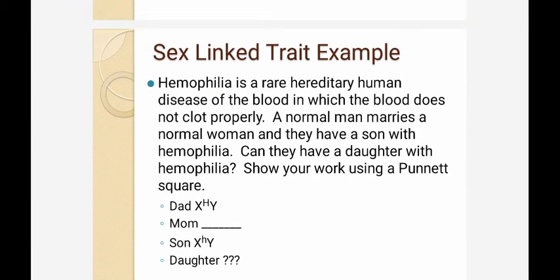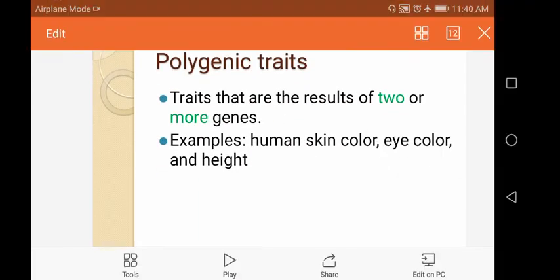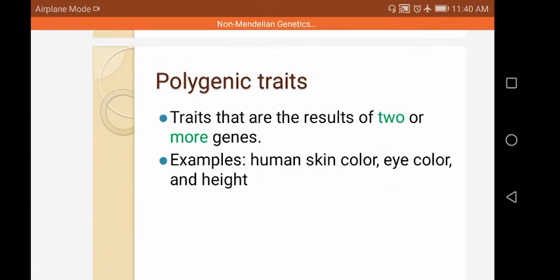Another example: hemophilia is a rare hereditary disease in which blood does not clot properly. A normal man marries a normal woman and they have a son with hemophilia. Can they have a daughter with hemophilia? So you do this work and tell me the answer in my comment box.